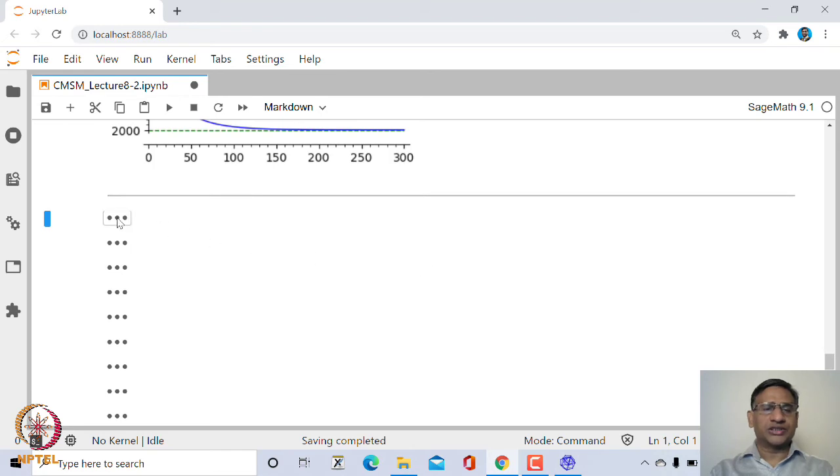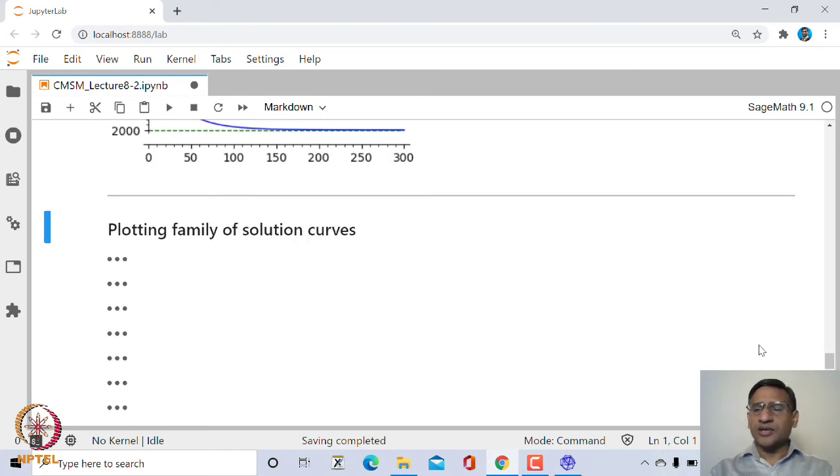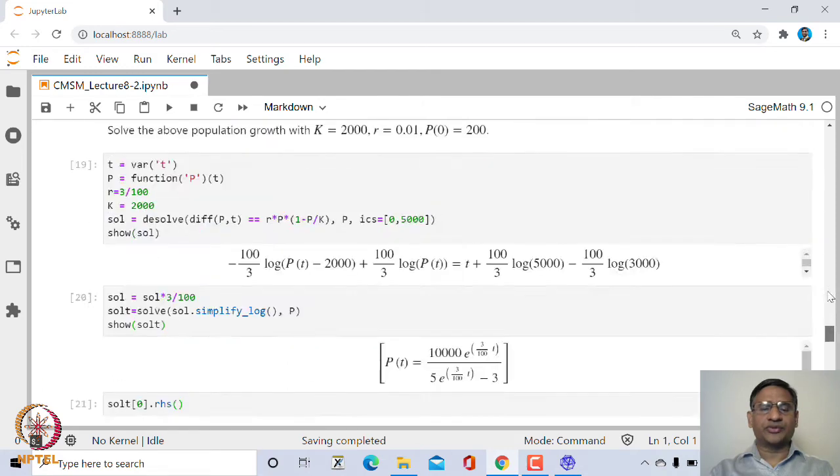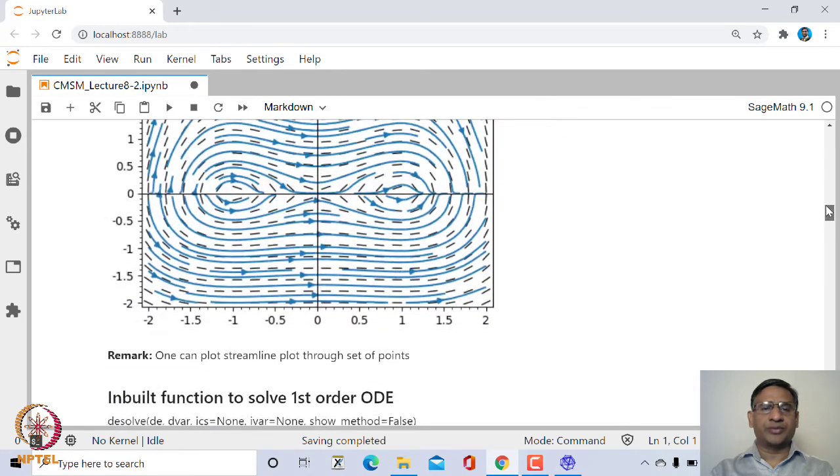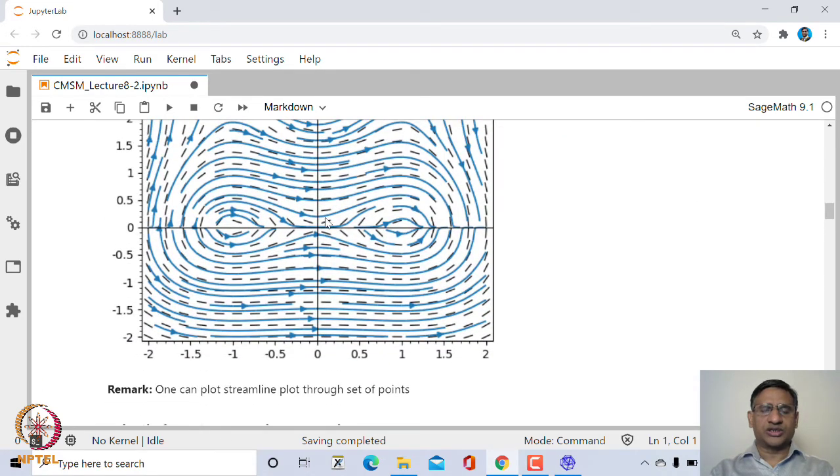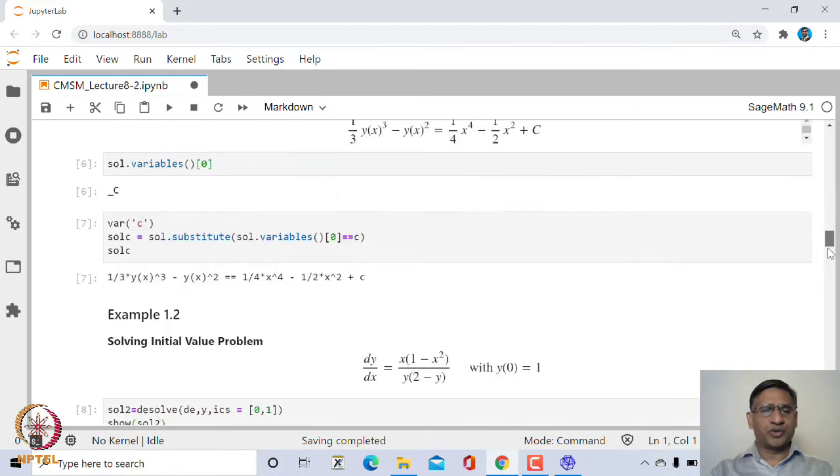Okay, so let us look at this. We already saw that the streamline plot gives me a family of solution curves. So this is one way of plotting, but if you want you can plot that manually.